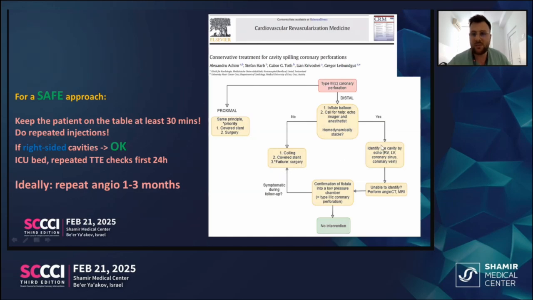If it's really stable and asymptomatic, then you need to find the cavity. This idea with injecting saline is really cheap and simple. If you're not really sure, of course, you can do multimodal imaging, CT, MRI. But to be honest, I'm not really sure if the radiologists can see better than we see in the cath lab. And if you can confirm that the fistula is in a low pressure cavity, from our experience, it's safe to leave it alone.